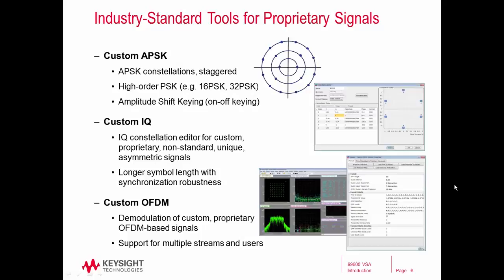In all of these cases, you're able to define your signal constellation and then in the VSA software get the results for constellation diagram and error vector magnitude. You're able to look at your EVM versus symbol, or versus subcarrier for OFDM signals. So a lot of results and flexibility are provided for these custom signals.